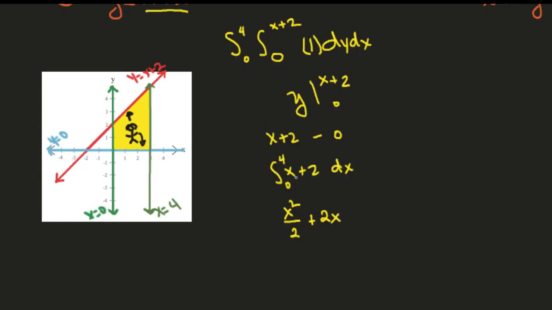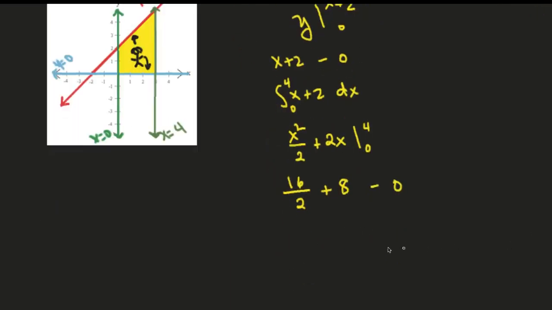Okay? Now that gets evaluated between 0 and 4. You get 16 over 2 plus 8 minus 0. So you get 8 plus 8, which is 16. And there's your answer for the area.